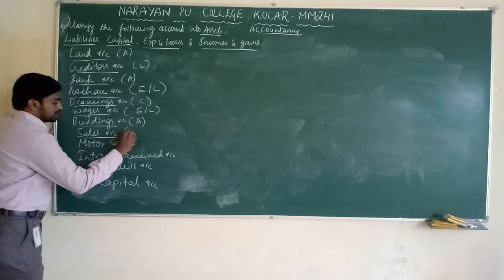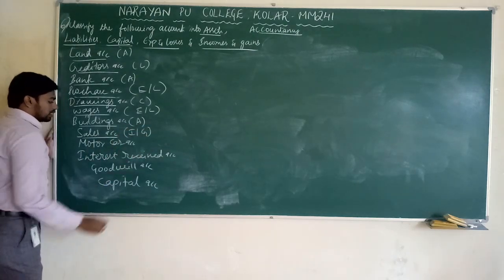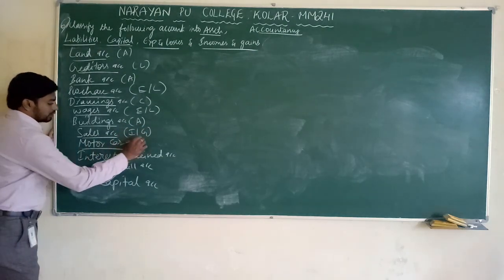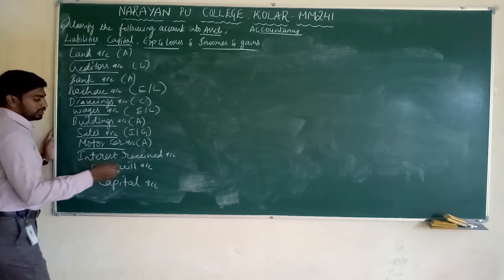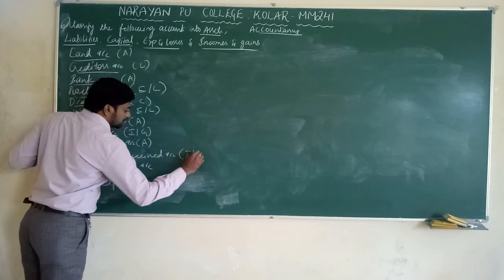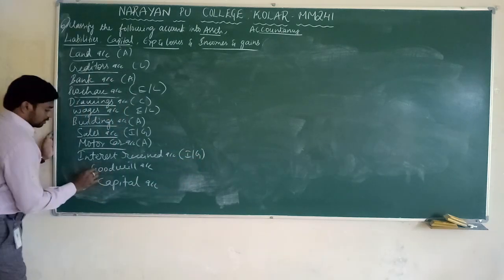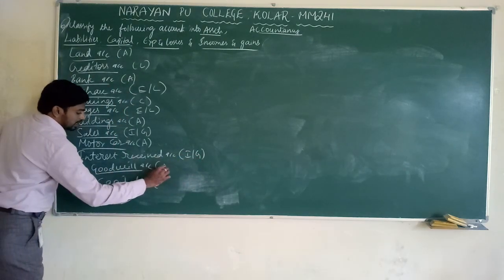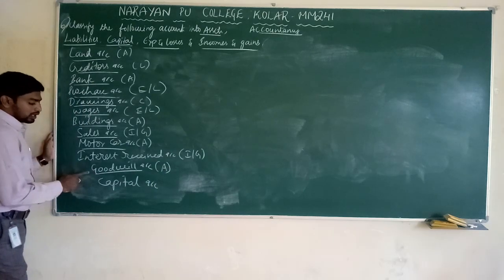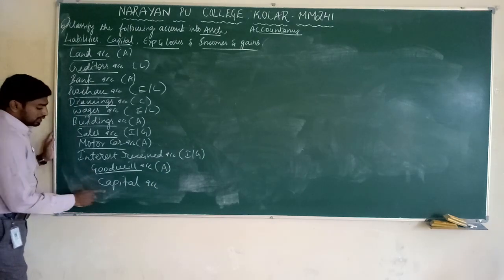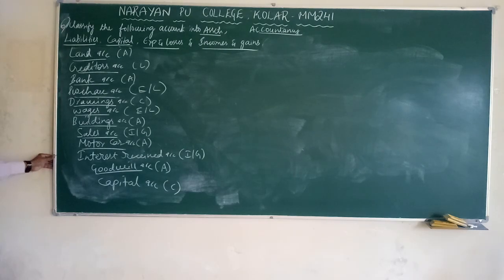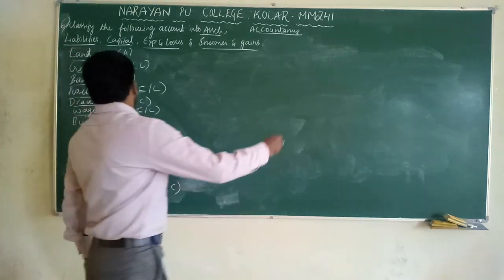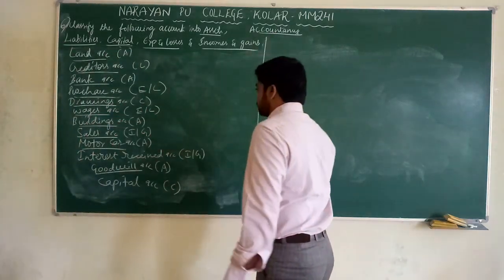Sales account comes under incomes and gains account. Motor car account comes under assets. Interest received, it comes under incomes and gains account. Goodwill account, it is an asset. Capital account comes under capital account only. These are the items which we have to do the classifications. This is the 6th question to you.